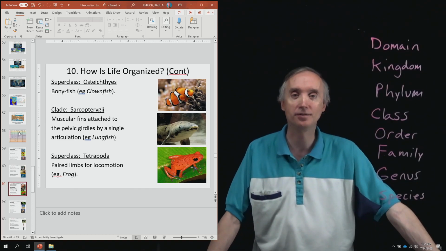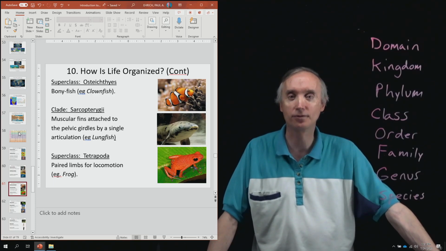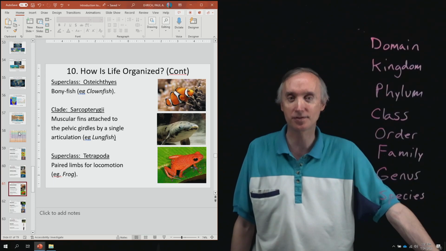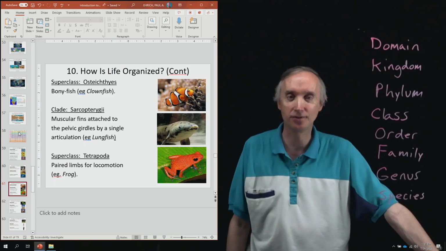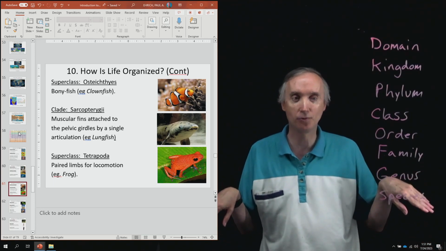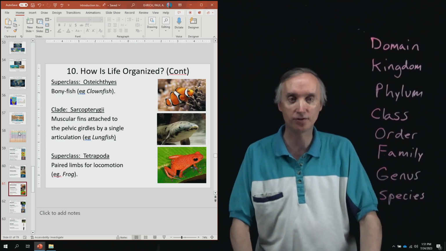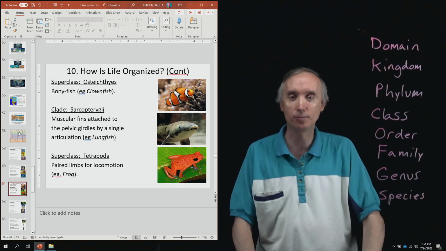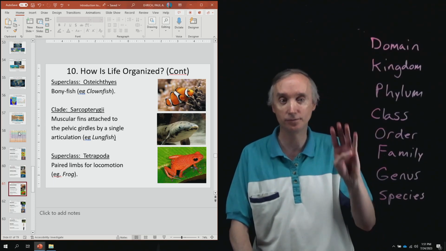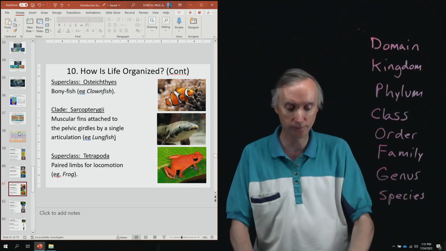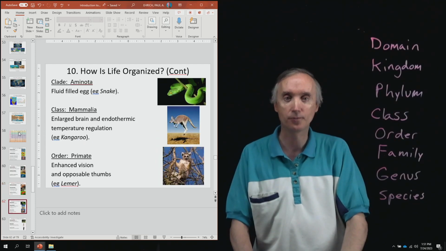Next, it is in, and I'm not a biologist, so I'm probably not pronouncing these very well, Sarcopterygii. This one means it has muscular fins attached to a pelvic girdle by a single articulation. So now it's got fins, and this is important because the fins are eventually going to be able to turn into legs. And so it's in the superclass Tetrapoda. Tetra means four, so it's going to have four legs, paired limbs for locomotion. An example is a frog.